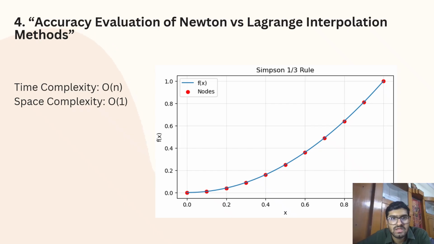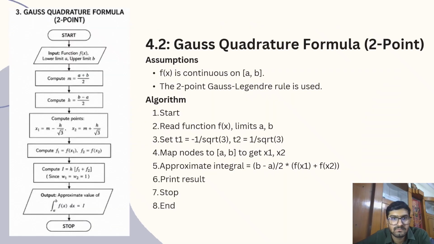The fourth method is accuracy evaluation of Newton's versus Lagrange's interpolation method. In this, the time complexity is big O of n and the space complexity is big O of 1. The graph here shows the geometrical interpretation of the following method.